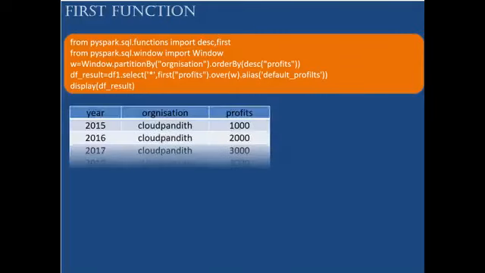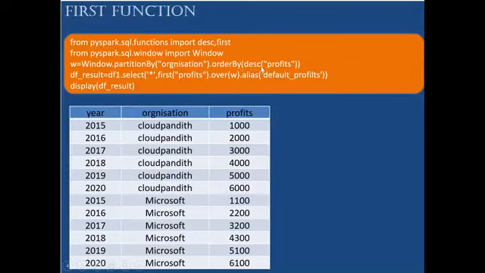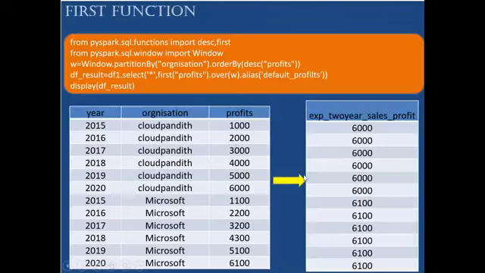Similarly, now you see here I have ordered the date in descending order. Then I'm going to put the first value across all the partitions. So what will be the value for Cloud Pandit? What will be the value for Microsoft in the new column? Very good. Correct. 6000 and 6100. So that's what we will get. You can see here we are getting 6000. Here we are getting 6100.